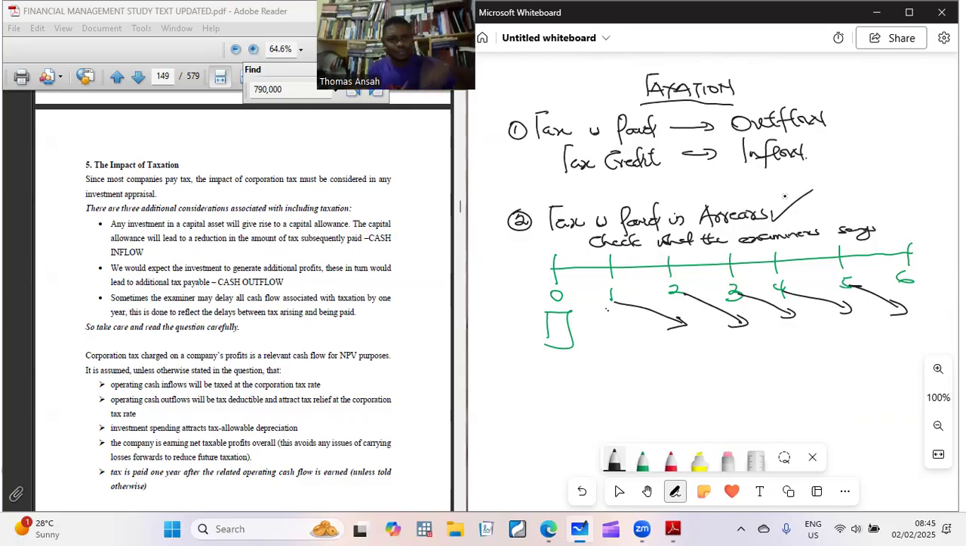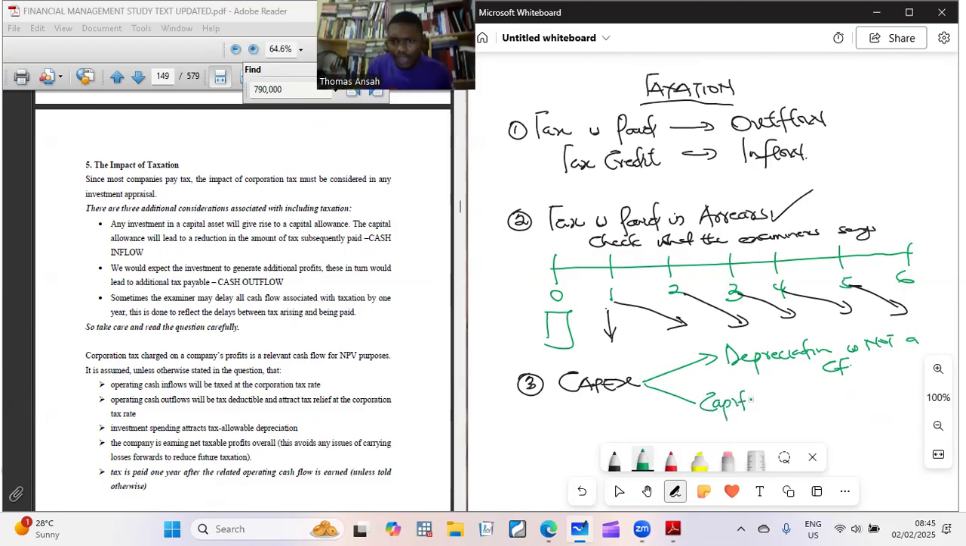But if he says that tax is paid in the year, then it means that the tax will be paid in that same year. Take note of that. All right, so that is that. So there is that kind of a delay system in tax. Number three is that because you use your money to buy the capex, depreciation is not a cash flow. So we don't include depreciation. However, the taxman will give you capital allowance. So you have to be computing capital allowance.